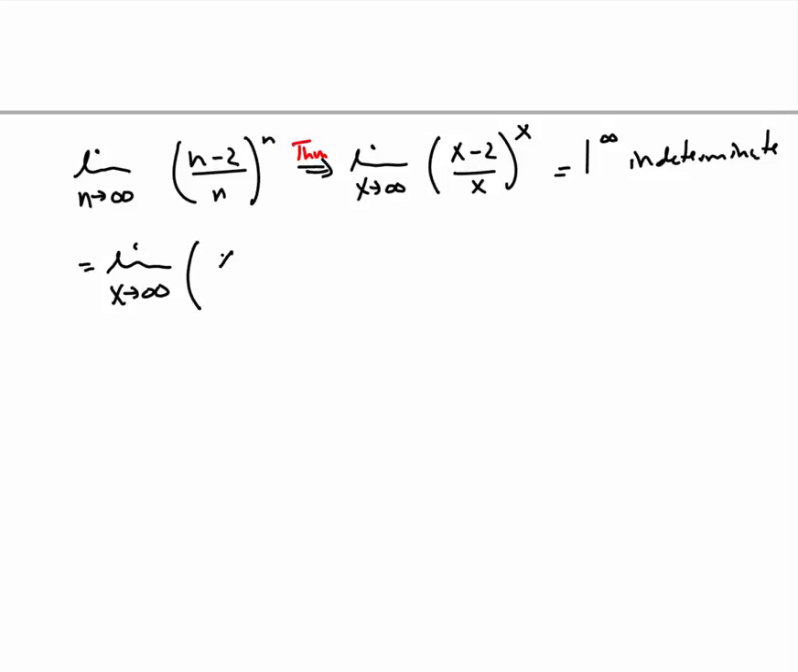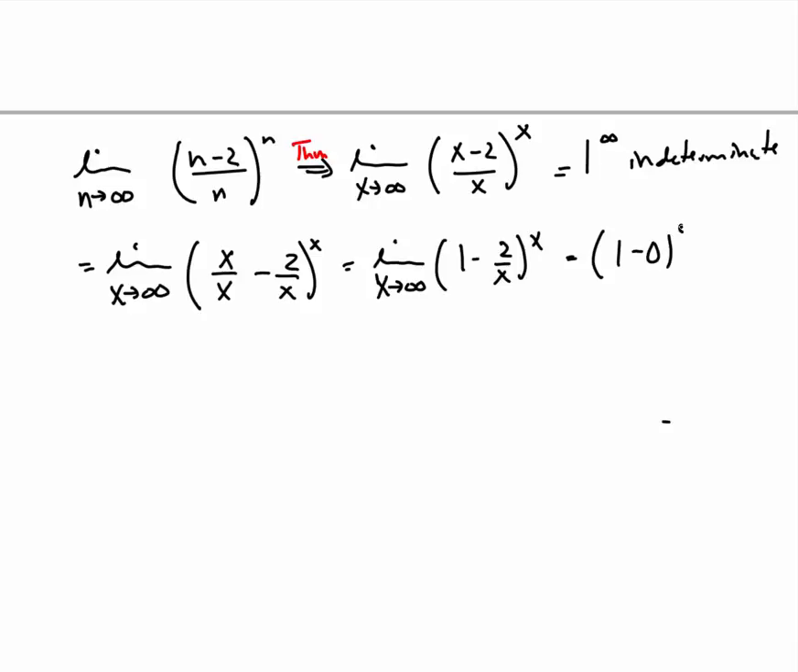One thing we could do is separate the numerator. You can always separate the numerator, you can never separate the denominator. So let's rewrite what we'd have here then. x over x is 1 minus 2 over x, to the x. I keep writing n, but this should be an x. So the 1, the limit of a constant is just that constant. So I'm going to have 1 minus, as x goes toward infinity, this term goes to 0. So 1 minus 0 to the infinity is basically still another 1 to the infinity, which is indeterminate.